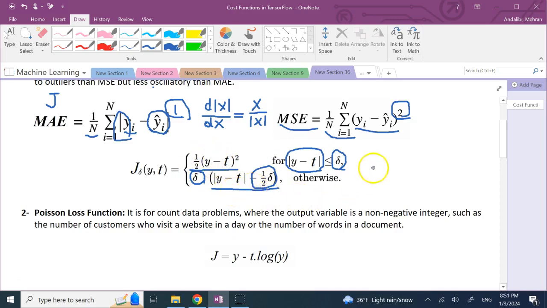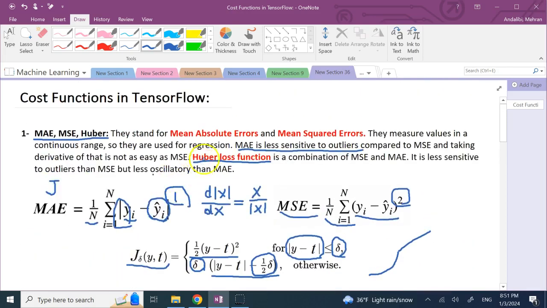But the goal is, again, when the error is small, you go square. When the error is big, you go what? You go linear. So that's the kind of behavior, and it is, I would say, a quite useful function for regression when we expect to have outliers and we don't want the behavior of MAE.